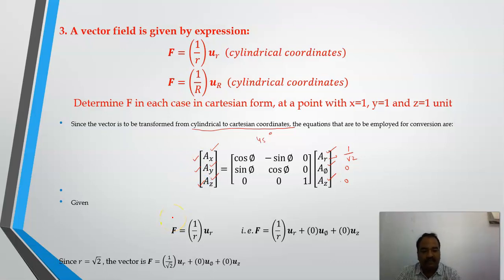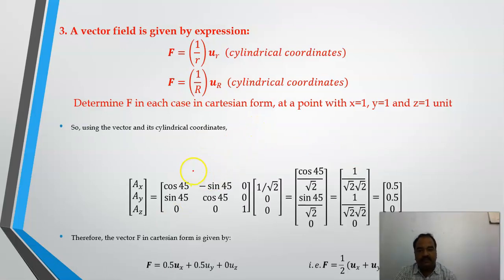Okay, now let's see. I have done this one. Cos 45, minus sin 45, sin 45, cos 45. All values I have substituted. And now if you carefully see what I have got, 0.5, 0.5 and 0. So this is the x component, this is the y component, this is the z component. So I will write it simplified. I will take out 0.5 common. So 0.5 means 1 by 2, so it is 1 by 2 into (Ux plus Uy). This is my final vector in Cartesian system.